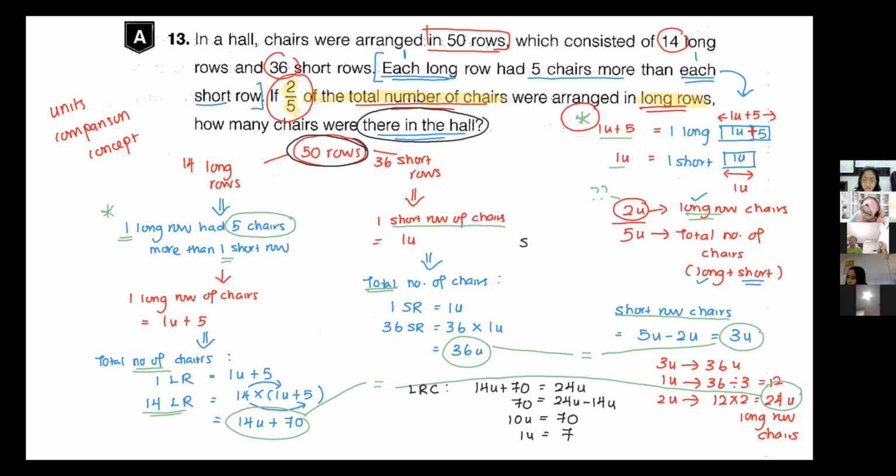So my final conclusion is here. If 1 unit is 7, my 50 rows is 50 units. So 50 times 7, I get 350. And then my total number of chairs is 350 plus my extra 70. I will get 420 total chairs. This is my answer. All right.